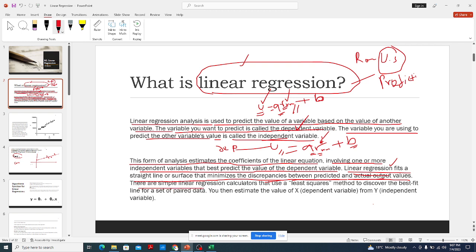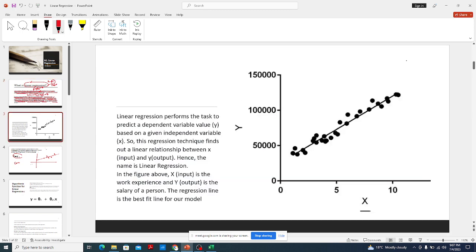So there are simple linear regression calculators that use the least squares method to discover the best fit line for a set of paired data. And you can estimate the value of the dependent variable given the independent variable. We shall do an example of that. Yes, let's continue with the notes. So, for example, let's assume now we have this example of salary.